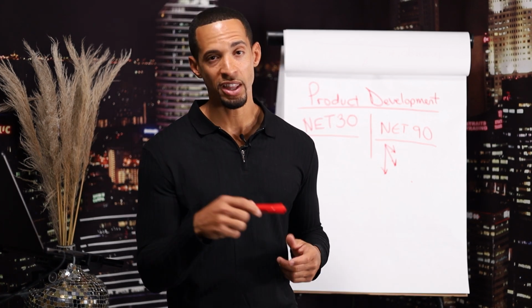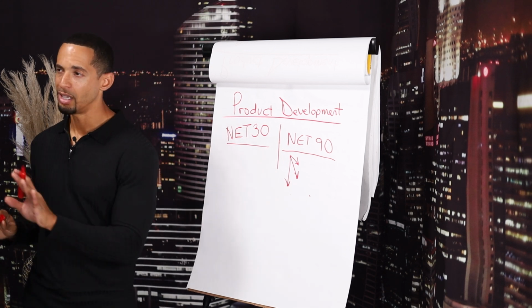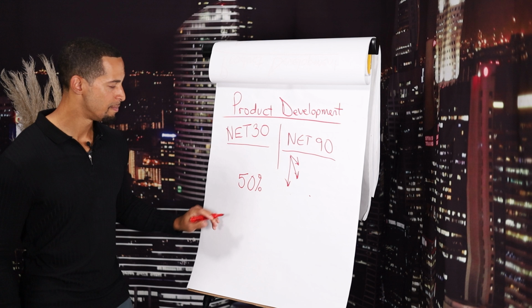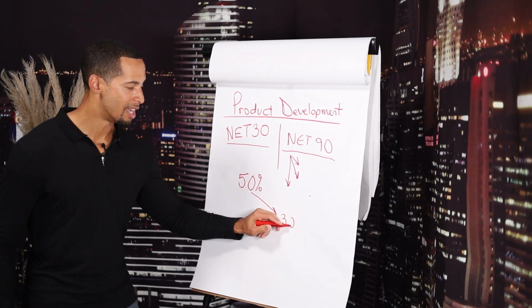Start small. Make your first request to be net 30 on the second payment. Your manufacturer is always going to need some money up front. Generally speaking, they're going to ask you for 50% up front. And that's going to dwindle down as you order more and more. They're going to ask you for 30% up front.